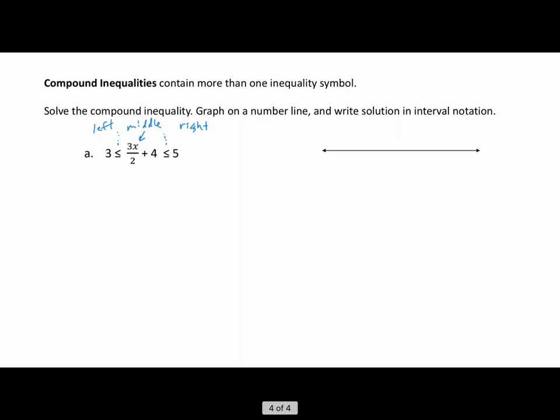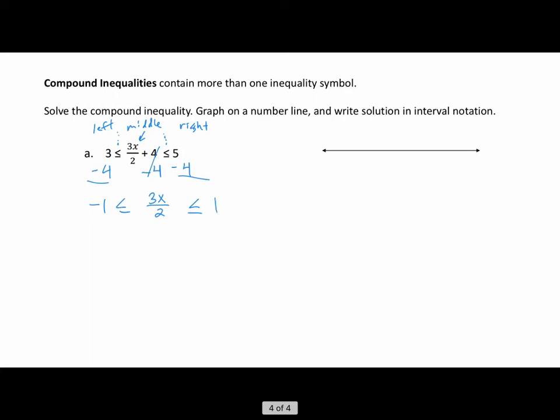I want that variable to be the only term and the only factor in the middle. So I have to undo the other term in the middle. I'm going to subtract 4 from all 3 parts of this. So on the left, that's negative 1. In the middle, that leaves just the x term. And on the right, that's positive 1.